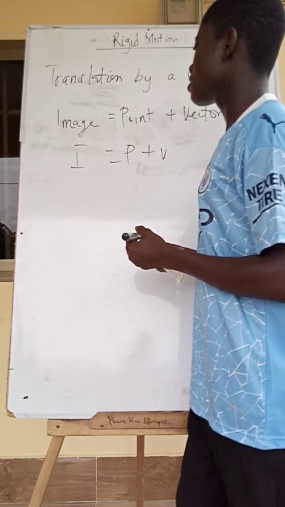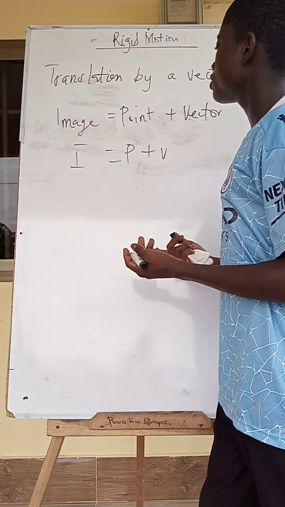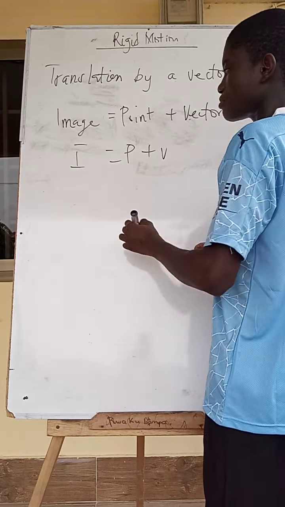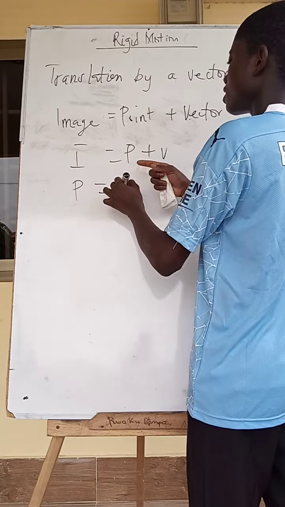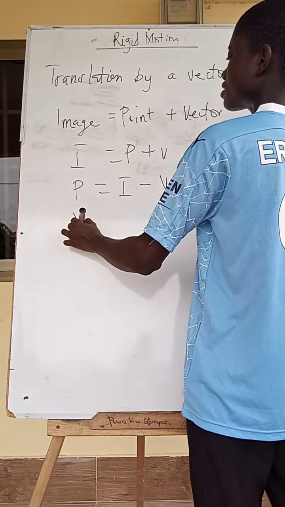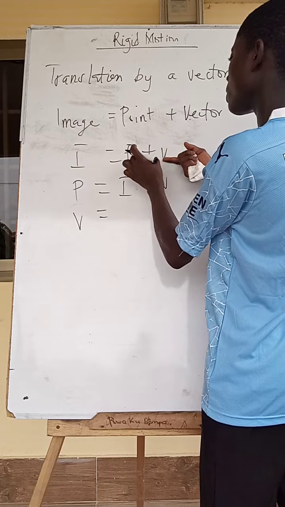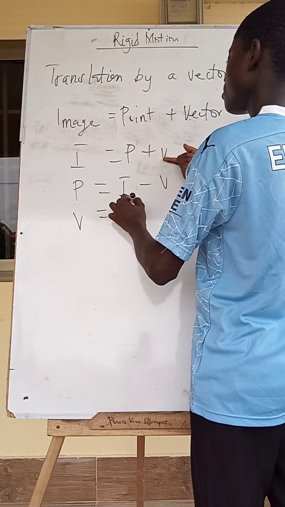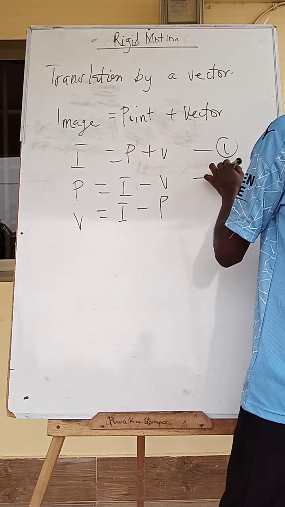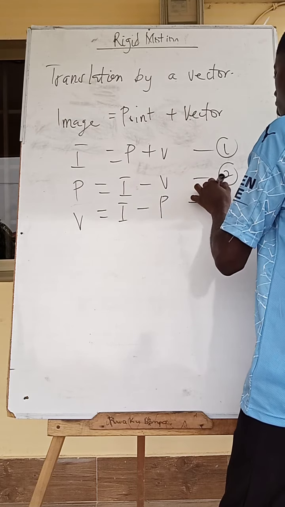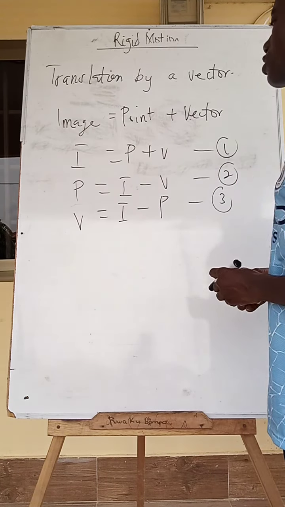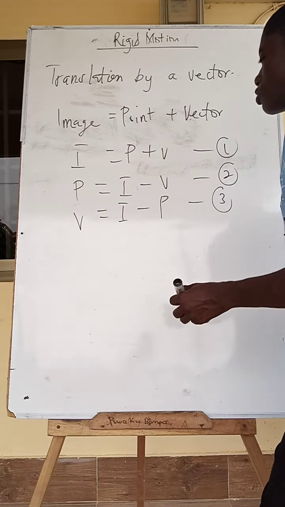So sometimes they can give you the image and ask you to find a point or a vector. So here, let's make the point the subject. You can see that our point here is the image minus the vector. And likewise, our vector is also going to be, taking P to the other side, the image minus the point. So this is our equation 1. This can be our equation 2. This will be our equation 3. So that is translation.